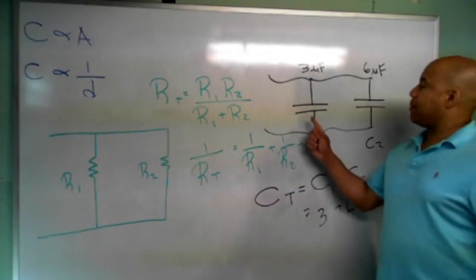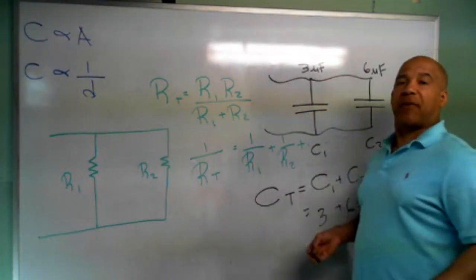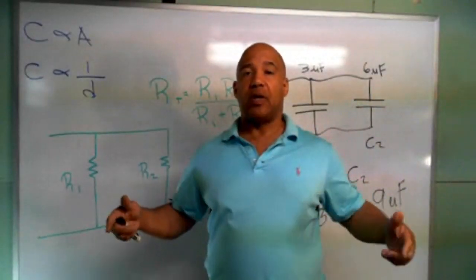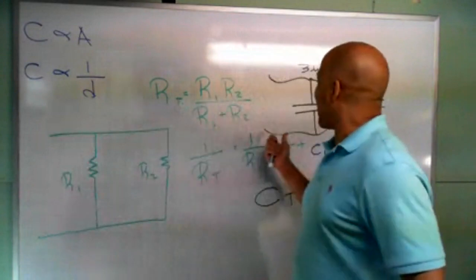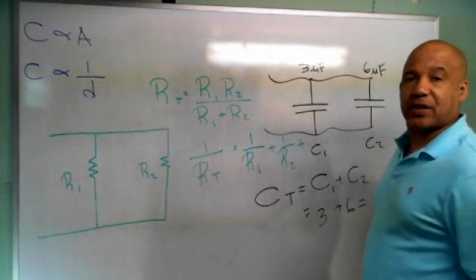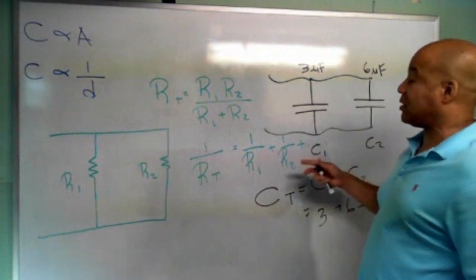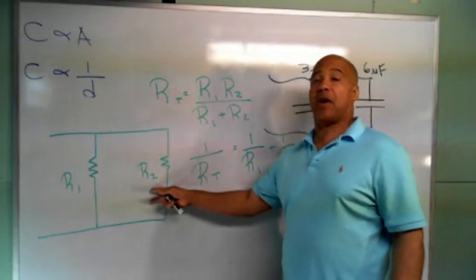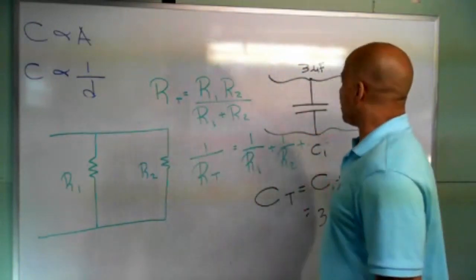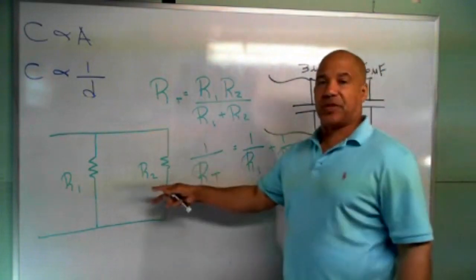That's why I said capacitors in parallel act like resistors in series. If I have a series connection of resistors, the more resistors I put in series, the bigger the resistance. But if I have capacitors in parallel, the more capacitors I put in parallel, the bigger the capacitance. Adding more capacitors in parallel increases the capacitance, whereas adding more resistors in parallel decreases the resistance. They're opposites, so remember that capacitors in parallel act like resistors in series.